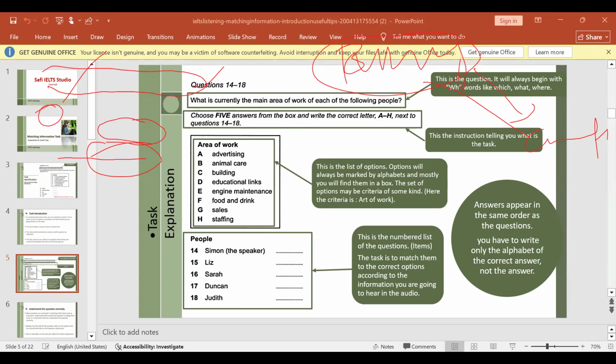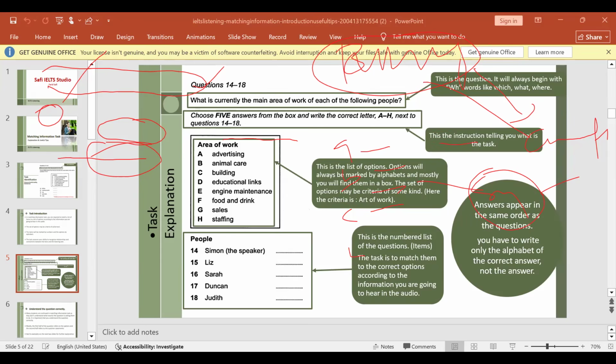students, when they start the test, don't read the options before the audio begins. You are provided with alphabets, A, B, C, all these options. So try to underline keywords. Try to predict clear synonyms for them, or anything you can predict that you might hear there.